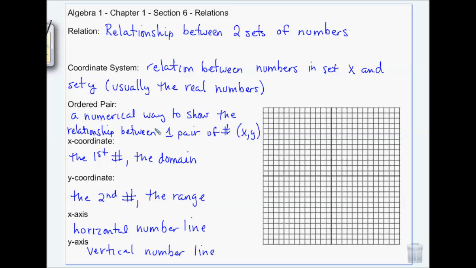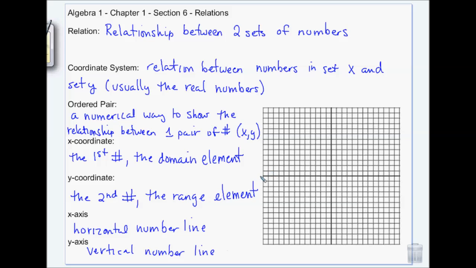The ordered pair is the way you show a relationship between one pair of numbers, one x and one y. And it goes alphabetical, x, y. And you don't have to necessarily use x and y. We can call this coordinate, or this line A and this line B. And so we'd have the ordered pair A, B. It's always alphabetical though. So the x coordinate is the first number. It's also known as the domain element. And the y coordinate is the second number. It's also known as the range element.